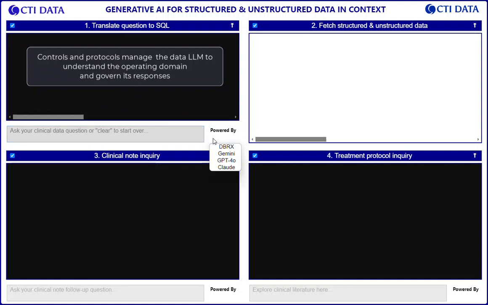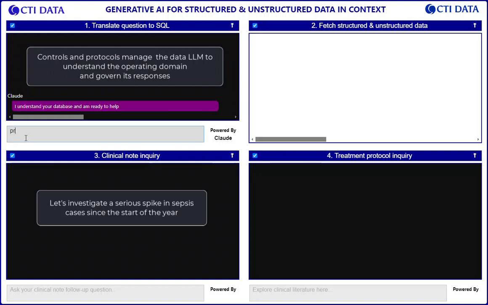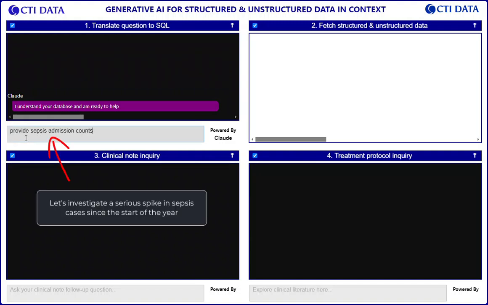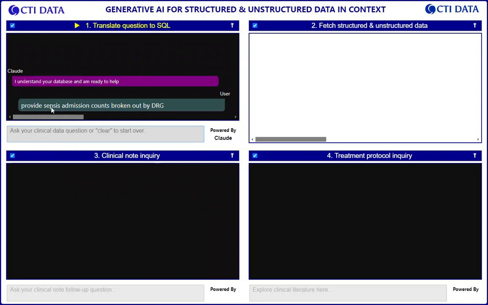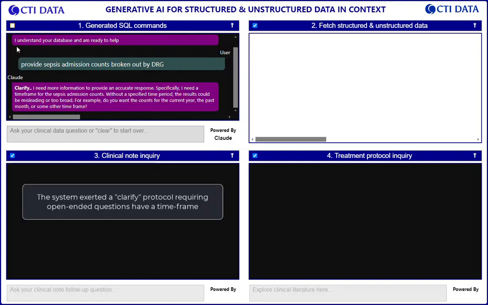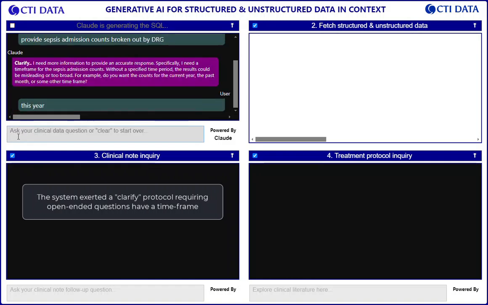We've just deployed the Gen AI large language model with operating controls and behavior protocols specific to our domain environment. Let's investigate what's been happening with sepsis cases at our hospital this past year. We'll break this out by diagnosis-related groups, DRG for short, to help us get a quick read on case complexity. Look at that. We've triggered a protocol requiring a time frame on open questions. So we go ahead and clarify that we mean this year.